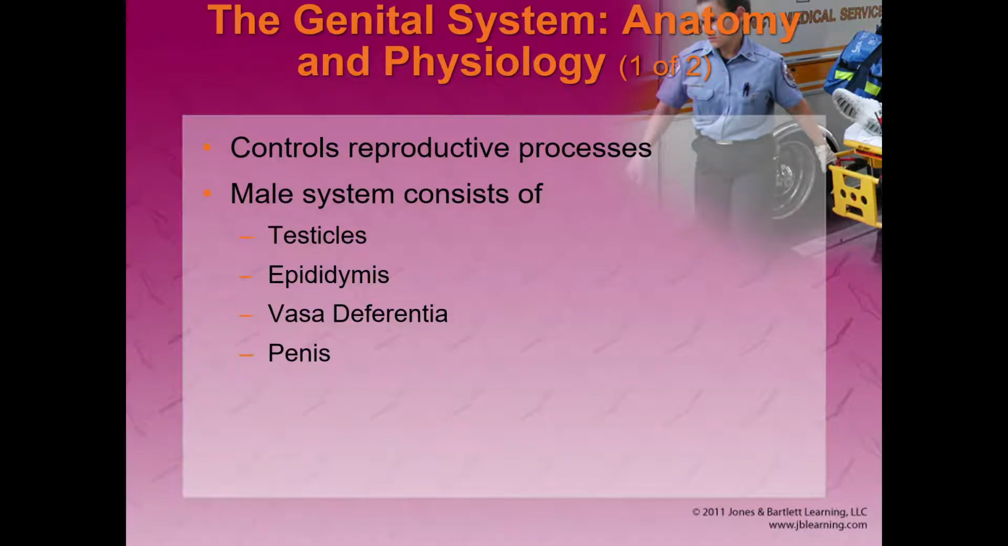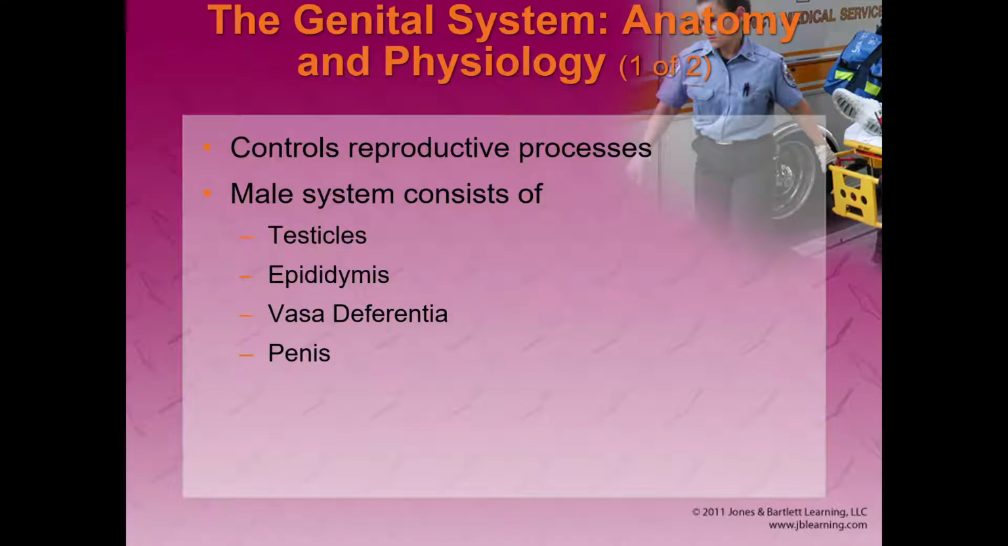This will be the last recording for Chapter 5. We'll talk about the genital system, both the anatomy and physiology. We won't go into this hugely in depth. We will visit this again when we talk about specific disorders. But the whole point of the genital system is to control the reproductive process. So this is, again, how life is created.